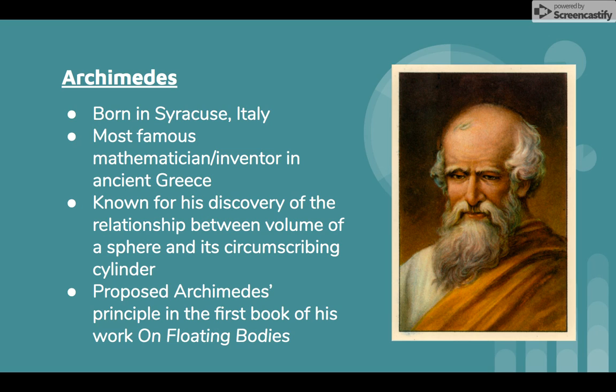So to start off with Archimedes himself, the creator of the principle was a man by the name of Archimedes. Archimedes was born in Syracuse, Italy. He became the most famous mathematician and inventor in ancient Greece. He was also very well known for his discovery of the relationship between the surface and volume of a sphere, along with its circumscribing cylinder. Throughout his life, he wrote many books, and in the first book of his work, On Floating Bodies, he proposed his principle, Archimedes' principle.